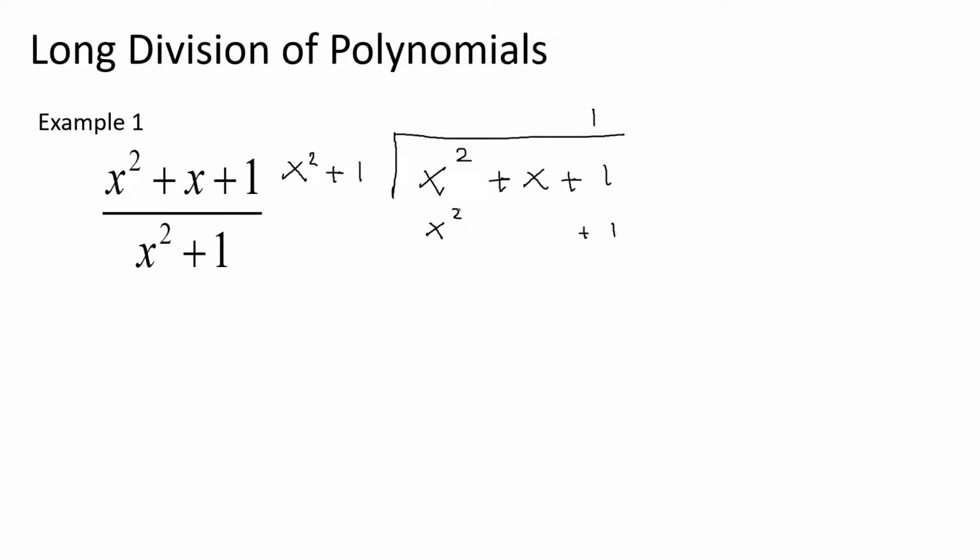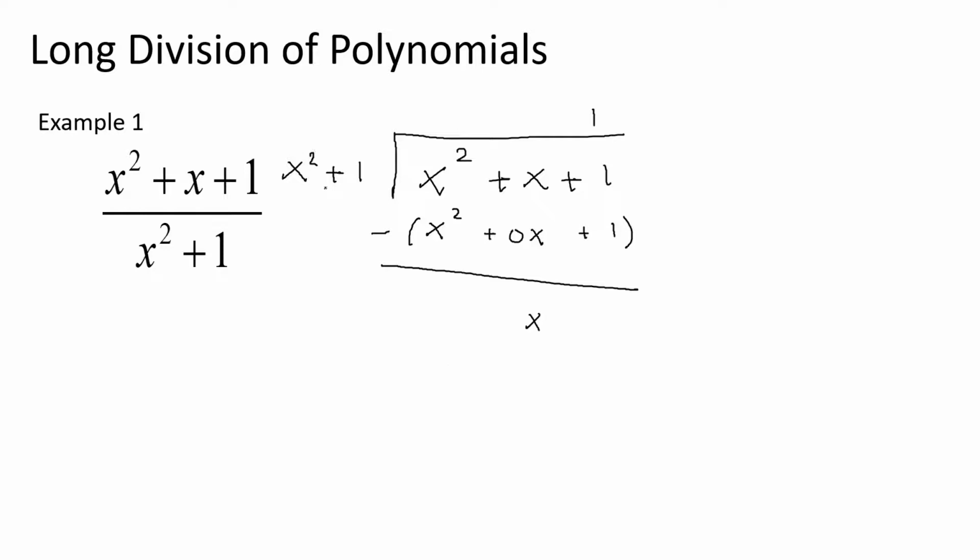Again, I'm trying to keep a line with the place values. So x squared goes with x squared, 1 goes with the 1's value. Once you figure out how many times it goes in, we're going to subtract. X squared subtract by x squared is 0. Technically, you're subtracting 0x, so 1x minus 0x is x. 1 minus 1 is 0. And we will repeat the process.